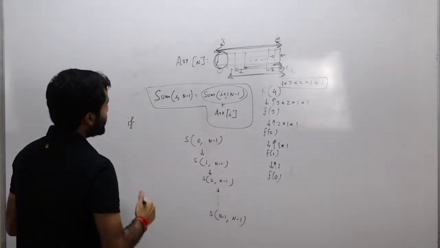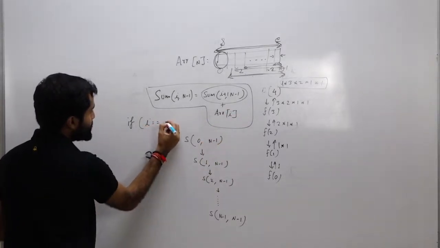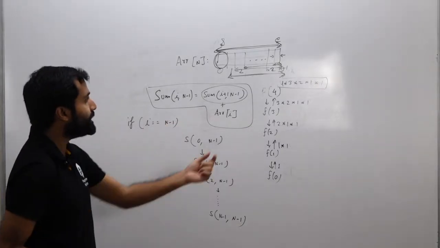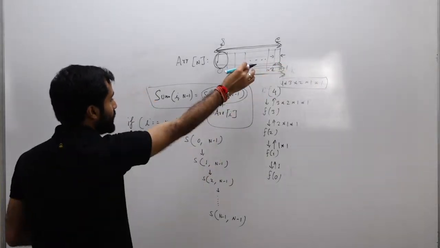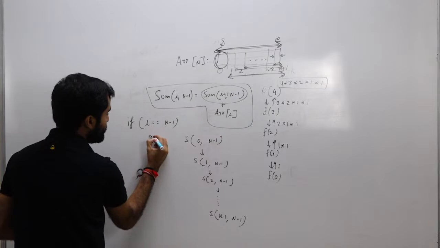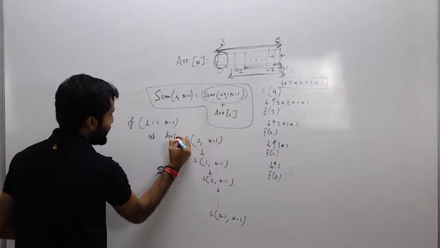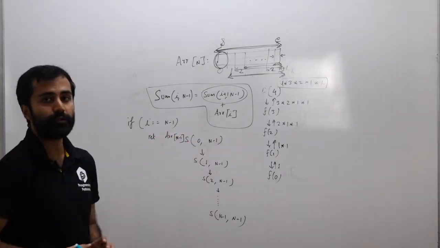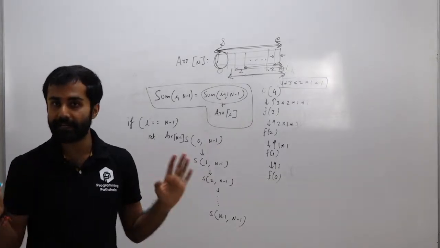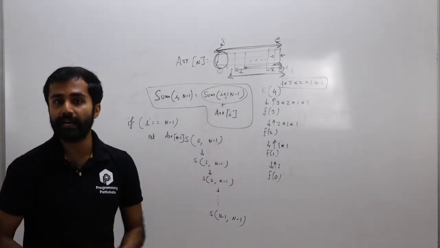Then I would say that if the value of I is equal to n minus 1, that means such a situation is there. Here, the sum of that part is simply equal to the value of array n minus 1. So this is going to be my simple termination condition that I can write, and my job will be done, right?